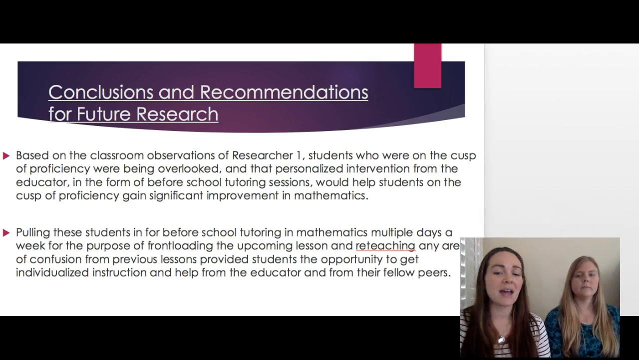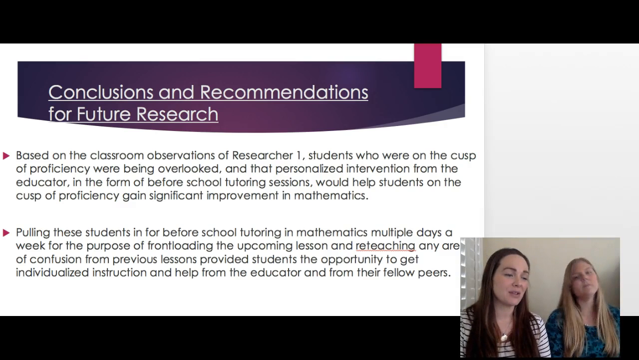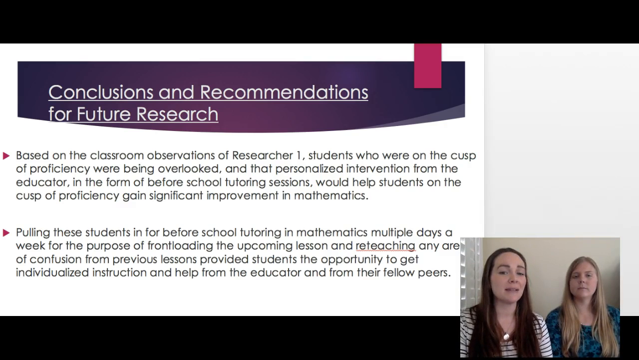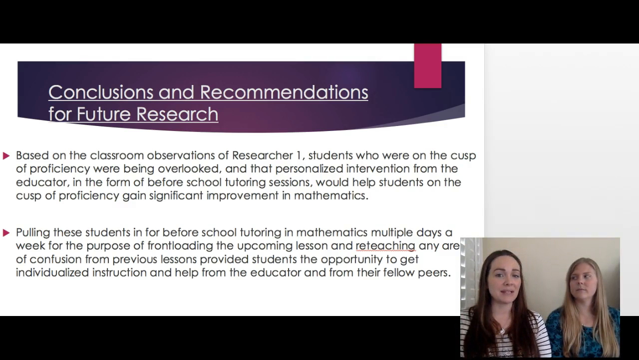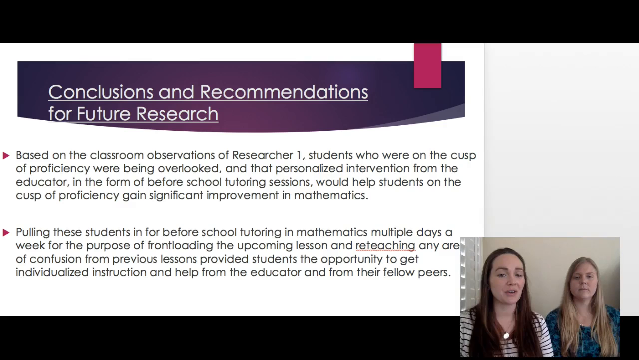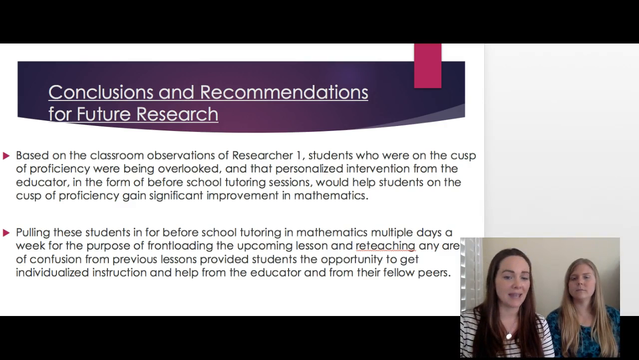Some of the conclusions that we reached were that on-the-cusp students were the ones that were having the most difficulty being overlooked in the classroom during an academic subject setting, because the lower kids, again, were being pulled out to table group. The higher kids are able to function on their own. So it was in fact true that the on-the-cusp students were the ones left struggling at their seats and needed more individualized attention for proficiency gain.